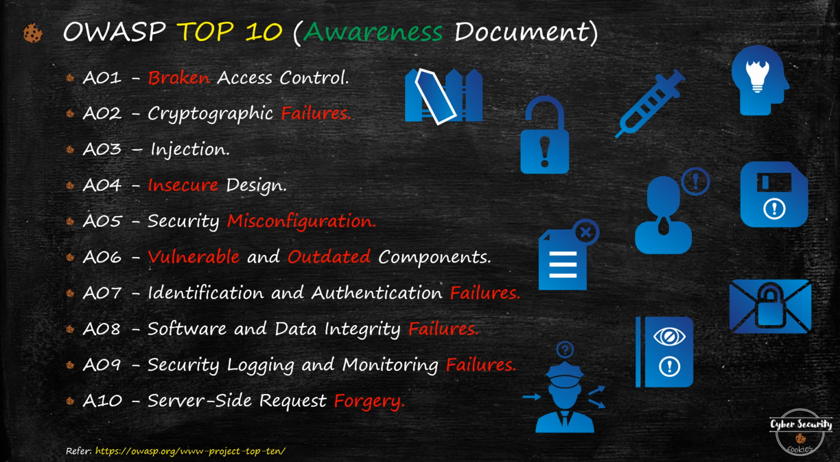OWASP Top 10 is a documentation of the most critical security risks to web applications. What you see on the screen is broken access control, security misconfiguration, software and data integrity, and security logging and monitoring. This report is put together by a team of security experts all over the world. OWASP refers to the Top 10 as an awareness document, and they recommend that all companies incorporate the reports into their processes in order to minimize or mitigate security risk.